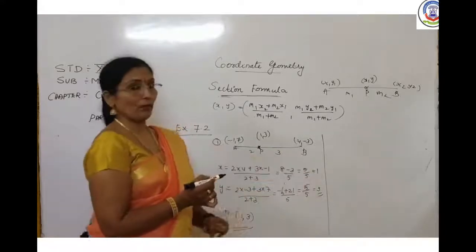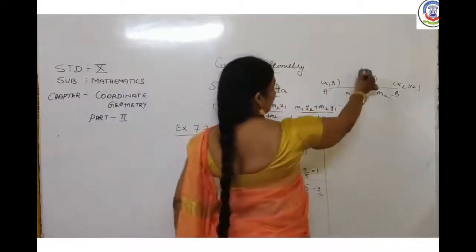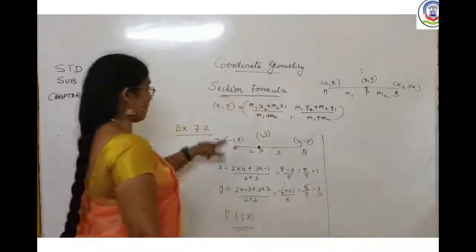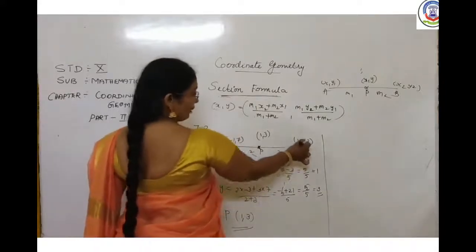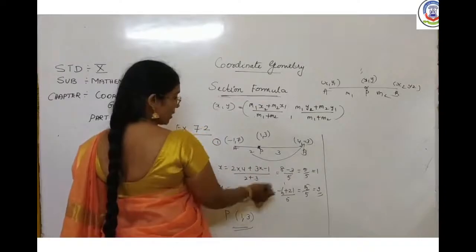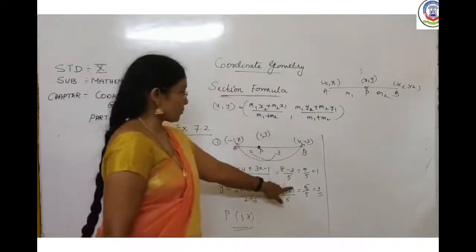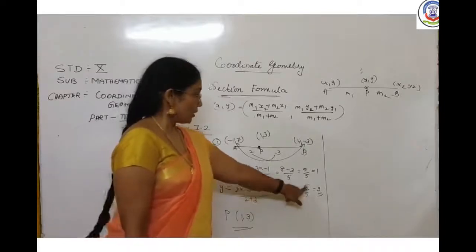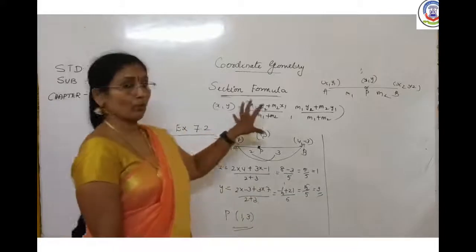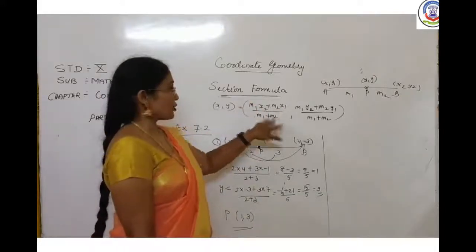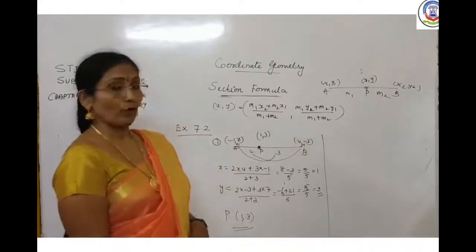That means 5 by 5 is 1. That is the x coordinate; you have got 1. Okay, and next we have to find out y also. What will we do? 2 into the y coordinate, 2 into -3 is -6, plus 3 into 7 is 21. That means -6 plus 21 divided by 5 is equal to 15 by 5, which is equal to 3. Very easy sum only. We are only applying the section formula to find out the coordinates of the point P, x and y.